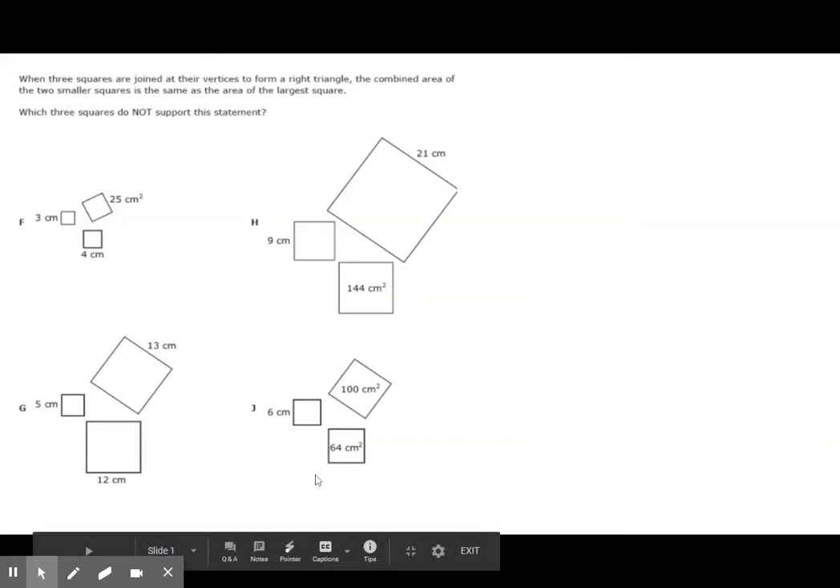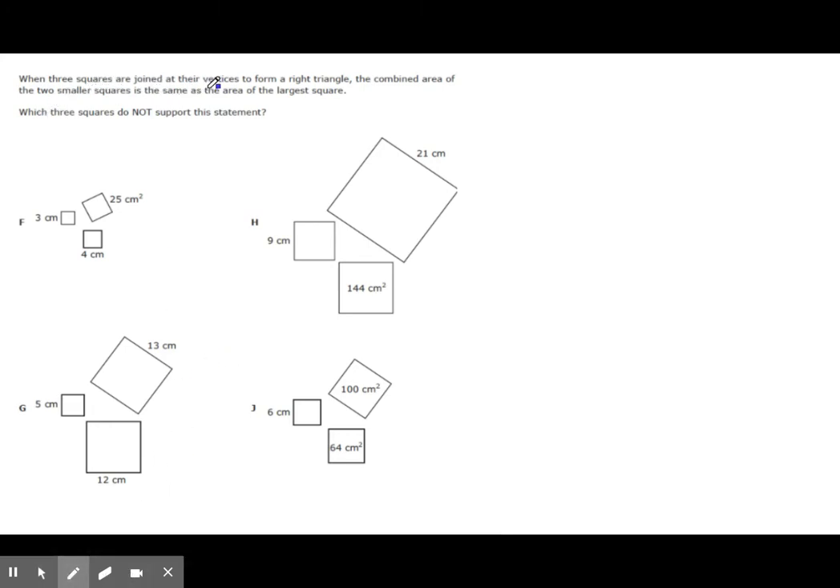Here is an example of a problem you will see that has to do with Pythagorean theorem. If I read this problem, it says, when three squares are joined at their vertices to form a right triangle, the combined area of the two smaller squares is the same, or equal, as the area of the largest square, okay? So combined means I'm adding, right? So if I add the area of my two smaller squares, it's going to be equal to the area of the largest square.